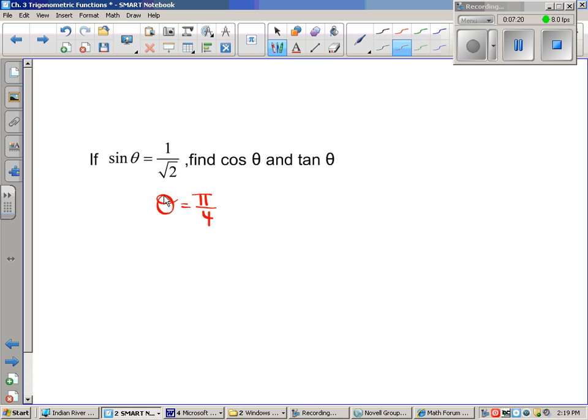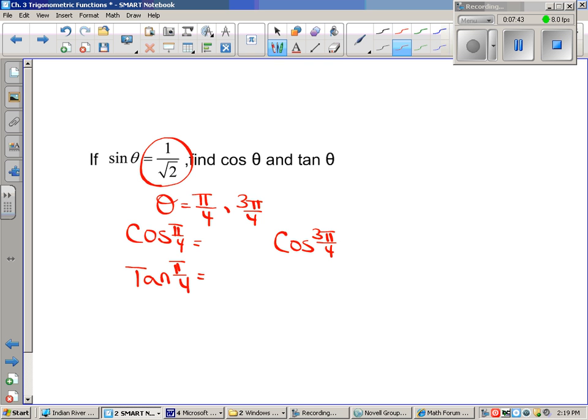So the question is really saying what's the cosine of pi over 4 and what is the tangent of pi over 4? Now that's the easy approach to this, but I have to caution you a little bit because sine is not only positive in the first quadrant, but also in the second quadrant. So this could not only be talking about pi over 4, but 3 pi over 4. And so we're actually going to answer both of those. Because we don't know which quadrant we're talking about, we have to address both of them. And you'll see how that answer will come out.